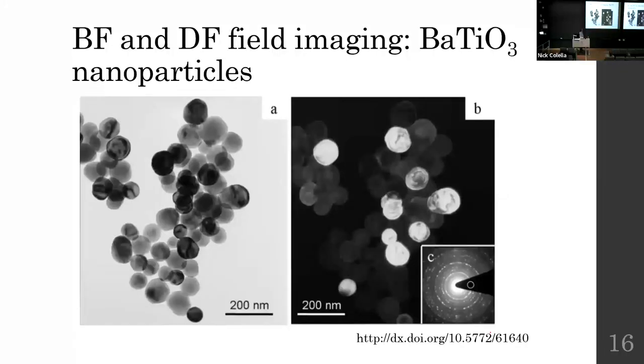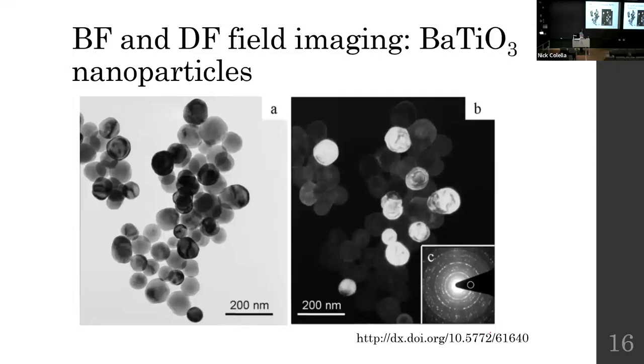One application of diffraction work is a technique called bright field, dark field imaging. So what we've got on the left is a typical TEM image. This is of barium titanate nanoparticles. And down on the bottom here, we've got our diffraction pattern. And again, this is polycrystalline because all the different particles have different orientations.